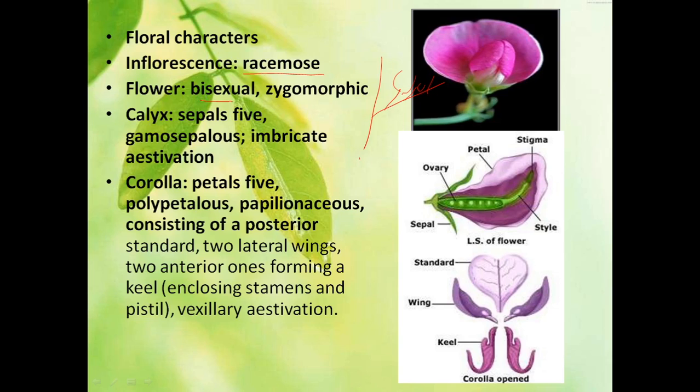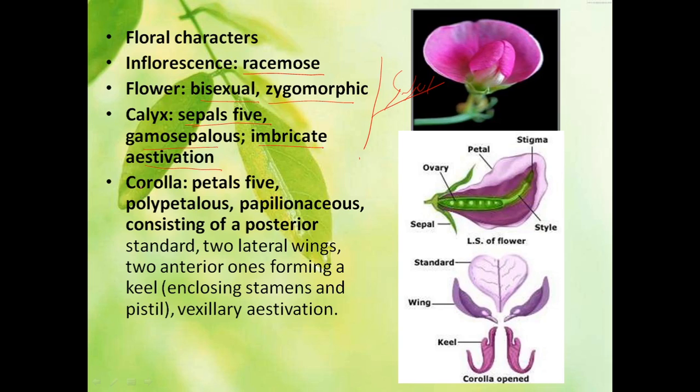The flowers are usually bisexual, zygomorphic. Calyx: the sepals are 5, gamosepalous, ebracteate, and the aestivation is valvate. You can find that the flowers are mostly bisexual. Both the male and female parts, that is the androecium and the gynoecium, are found in the same flower. They are mostly zygomorphic, and the calyx, that is the sepals, are always 5 in number, and they are gamosepalous and ebracteate.